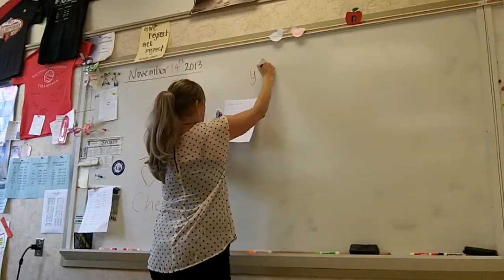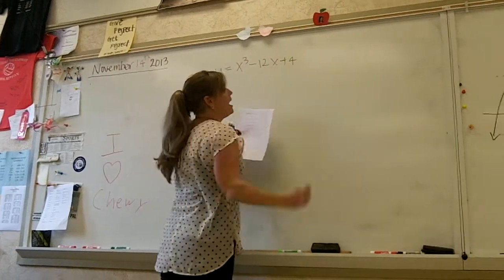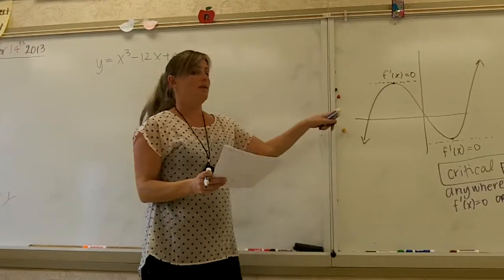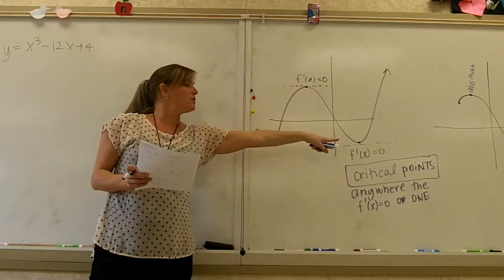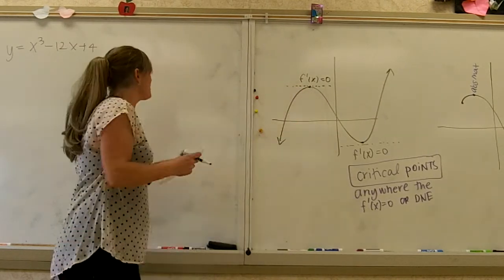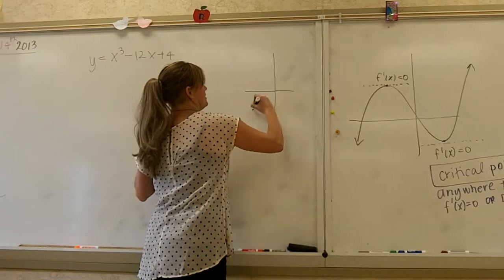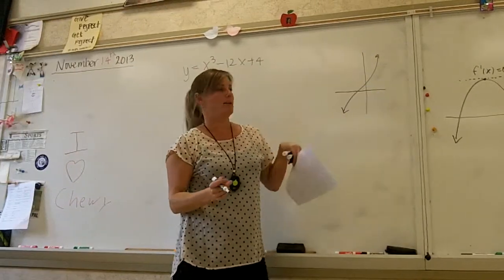So, y is equal to x cubed minus 12x plus 4. I know that that's a cubic, so it's going to look something like this. And so maybe I'm going to have 2 maxes and mins. Or maybe it's one of the cubics that's just going to do something like that, in which case I'm not going to have any maximums or minimums.